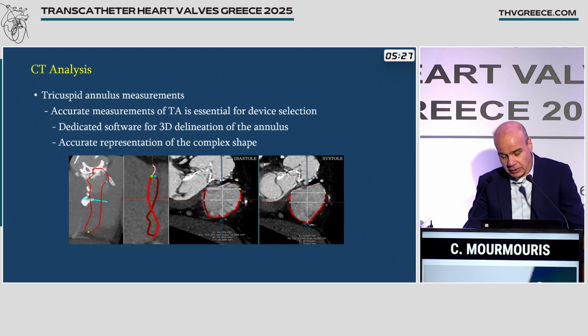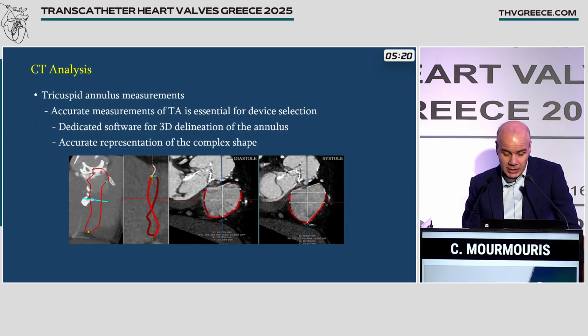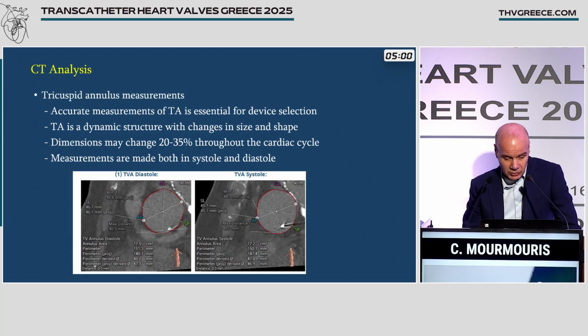The most appropriate method in these cases is to use dedicated 3D software where we can place seeds around the annulus like we do in the mitral annulus, and this is the appropriate way to accurately represent the complex shape of the annulus and provide accurate and reproducible measurements.